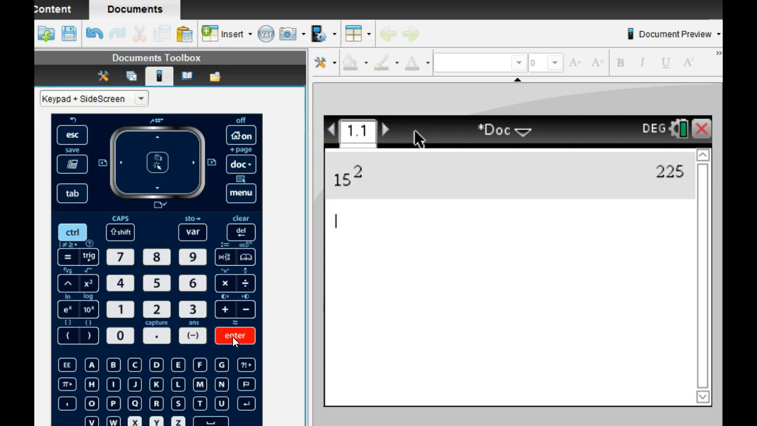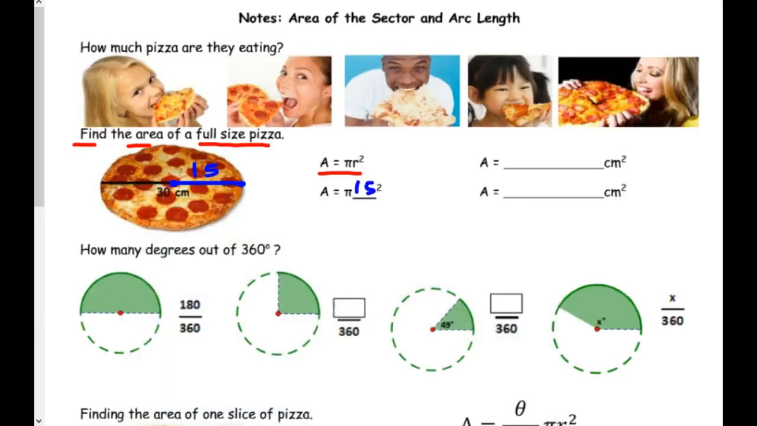15 squared is 225. So for my answer, I'm going to put 225, but since I did not type a pi in my calculator, I need to write a pi symbol next to that number. Do you see how this is nice and clean? There's no decimals, and it's still the correct answer. So off to the side here, I want you to write, this means in terms of pi. When you do not multiply pi, that's called in terms of pi. But you got to write a pi symbol next to that number, okay?